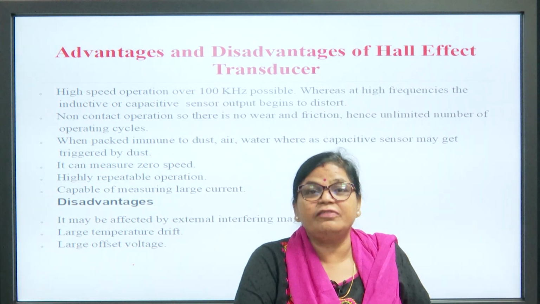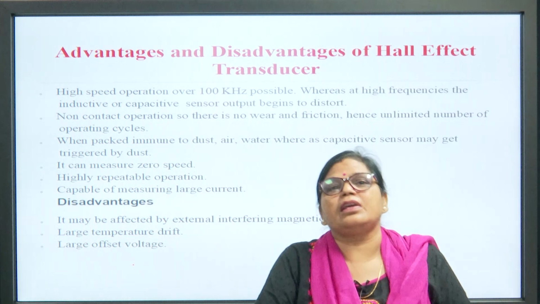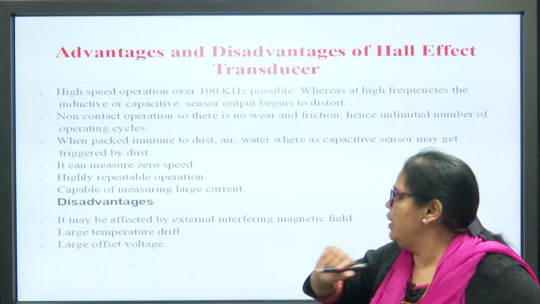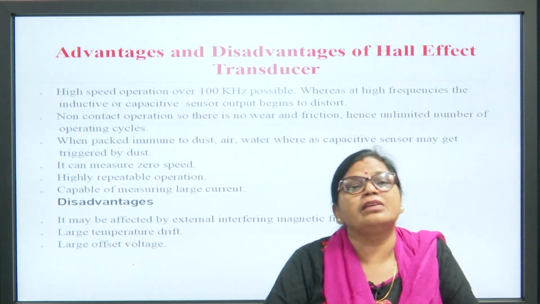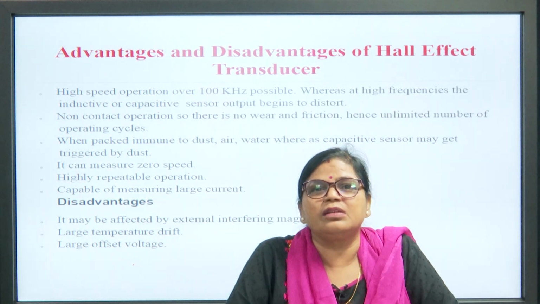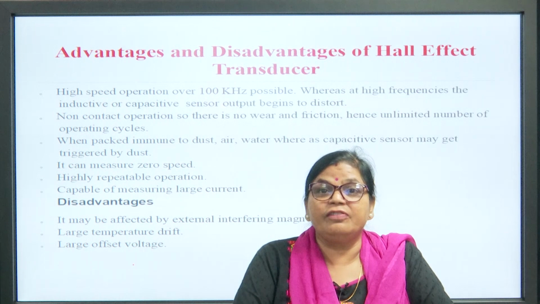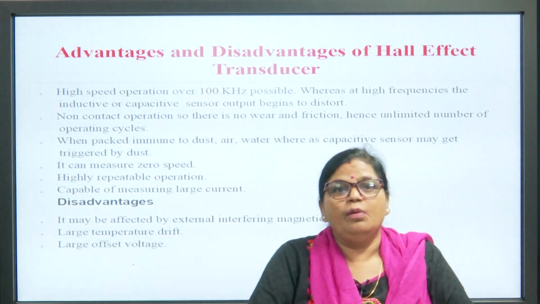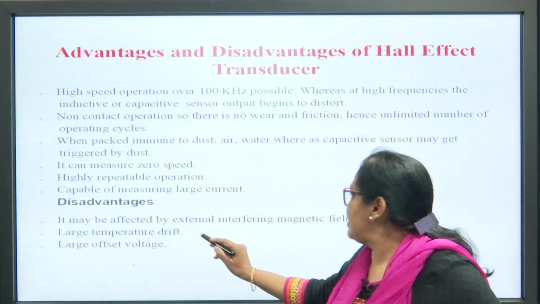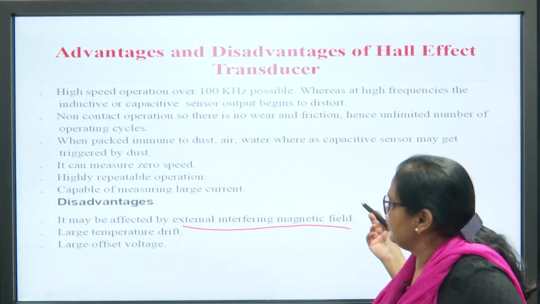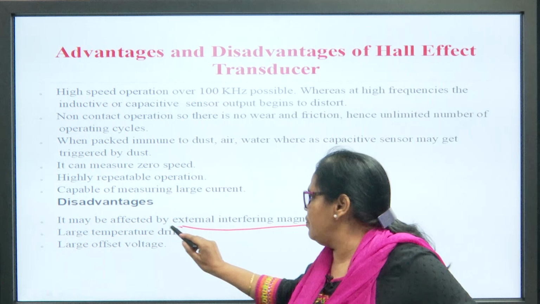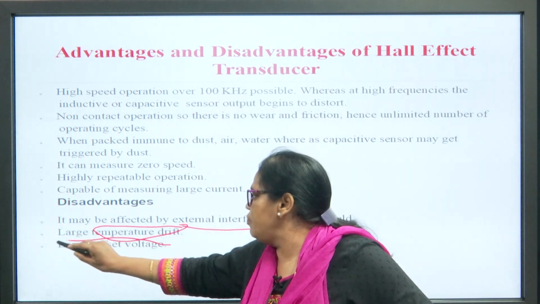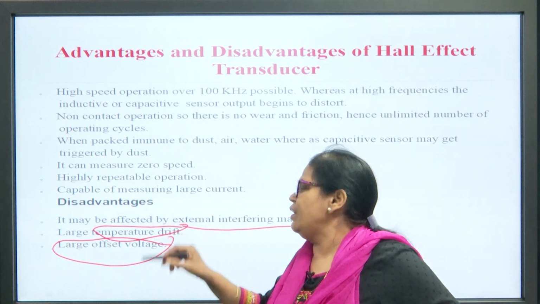In the specific case where we consider the ferromagnetic structure, we are capable of measuring large current. We can pass the large current through the magnetic concentrator. Just discussed the advantages: we consider the magnetic concentrator capable of measuring large current, but it has some disadvantages. External interfering magnetic fields have an effect, there is temperature drift, according to temperature the value can change, and it can produce a large offset voltage. So, these are the disadvantages.